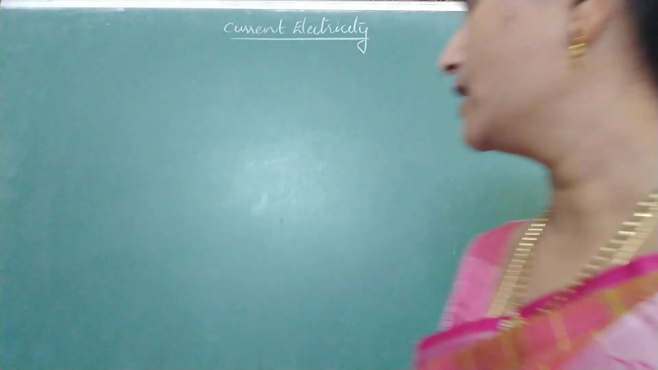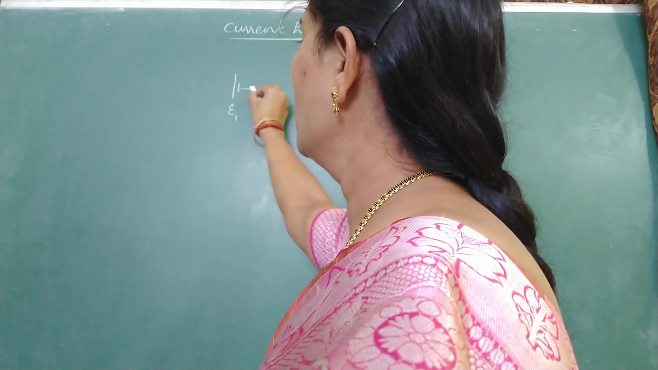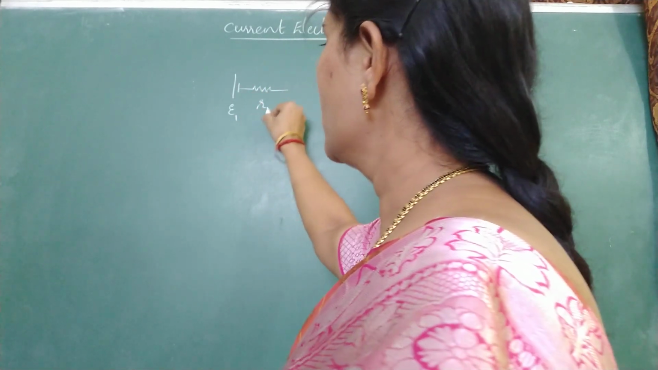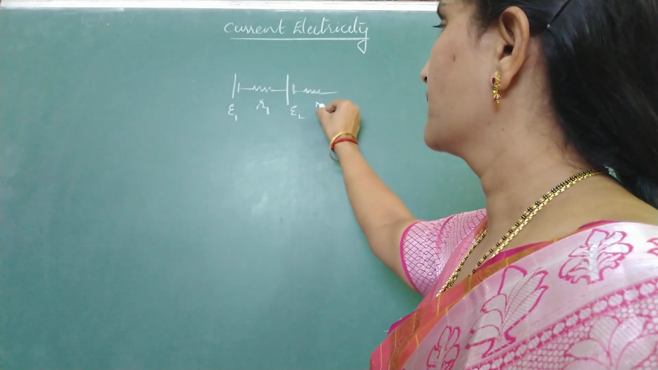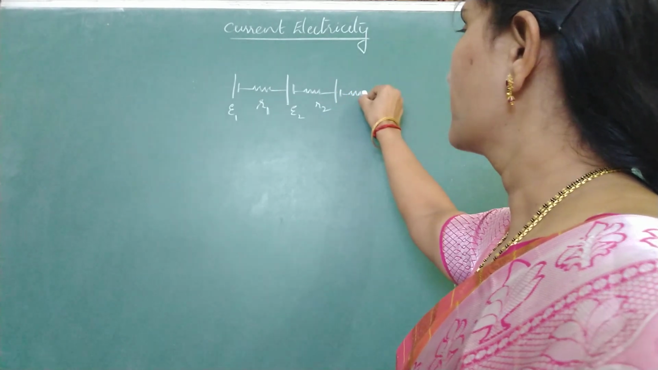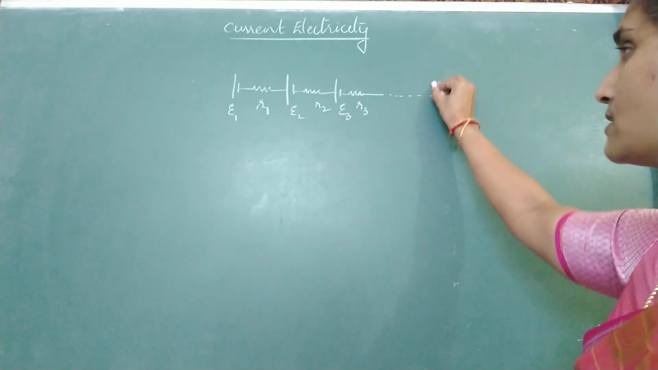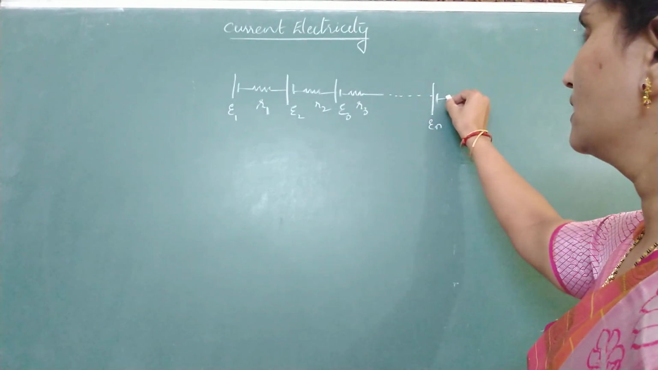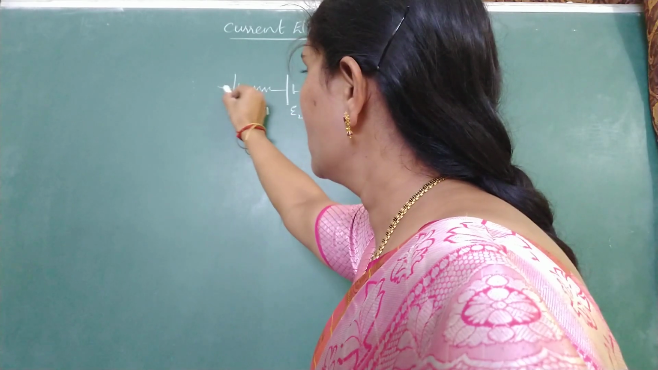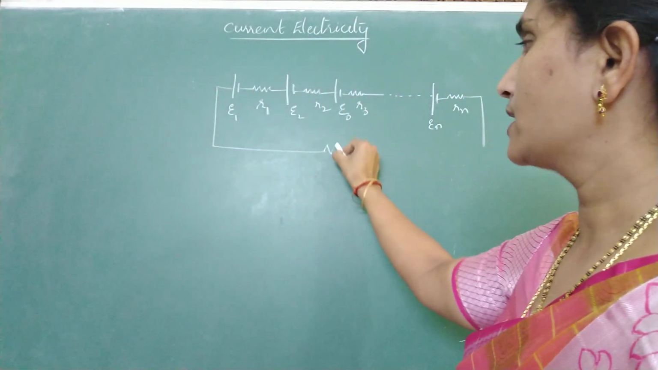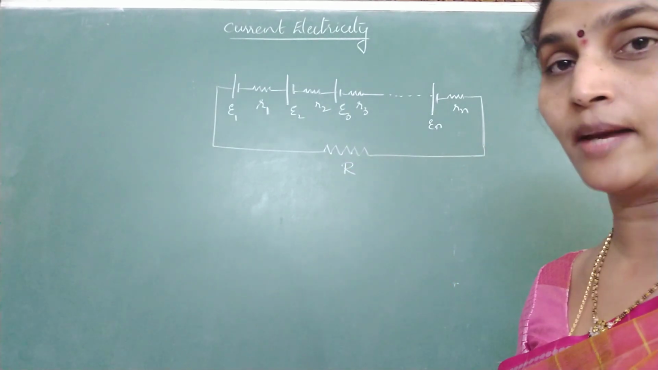To begin with, let us assume that there are n cells. I'll call this one EMF E1 with internal resistance R1, followed by another cell E2 R2, E3 and R3 and so on. How many such cells? En and Rn. If all of them are connected to an external resistor, let the resistance be represented as capital R.